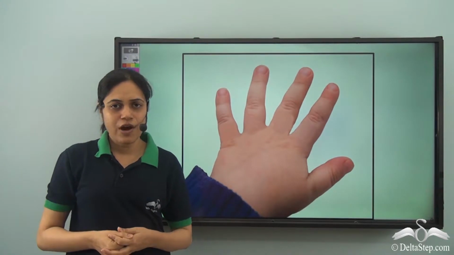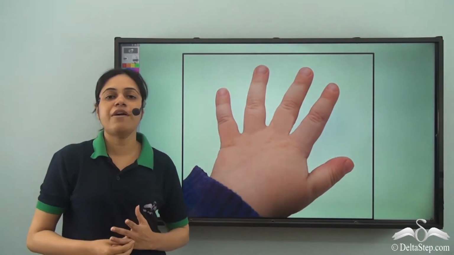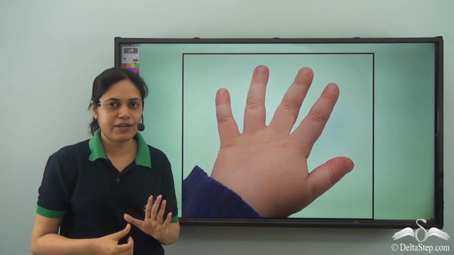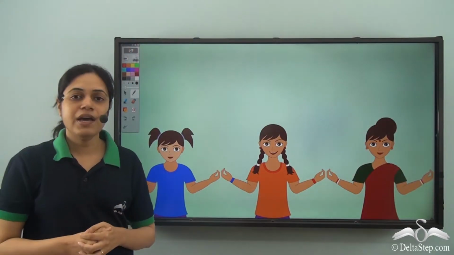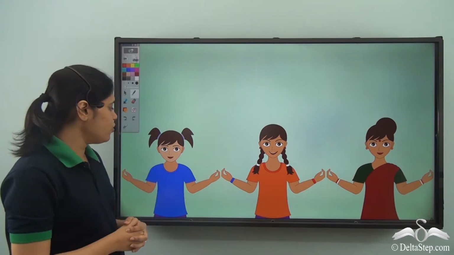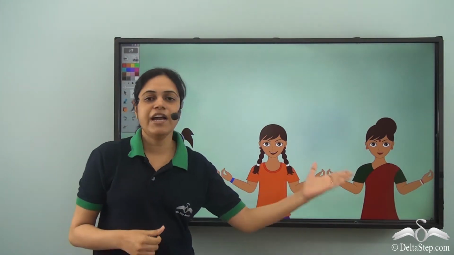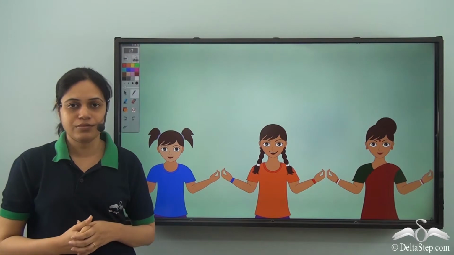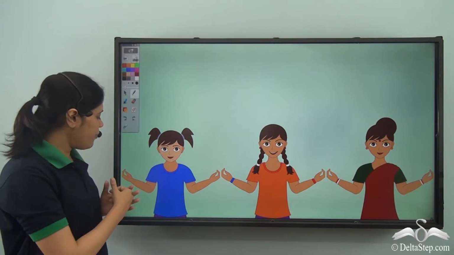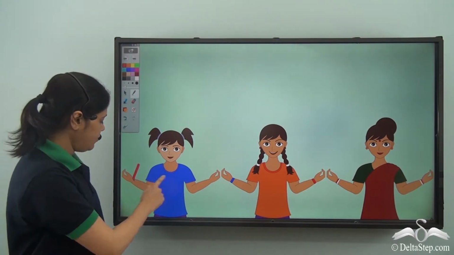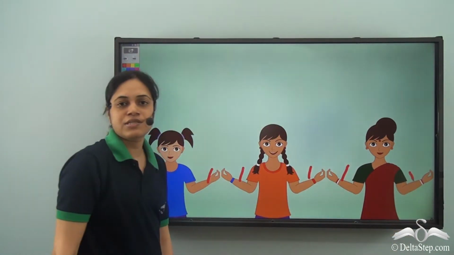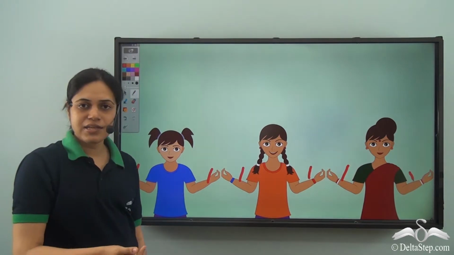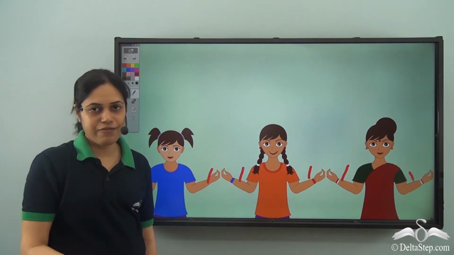Now if you look at your hand, how many fingers do you have in one hand? You have 5 fingers, right? So if I ask you to find how many fingers you, your friend and your mother have all together, then how many hands are here? 1, 2, 3, 4, 5, 6. So there are 6 hands and each hand has 5 fingers.